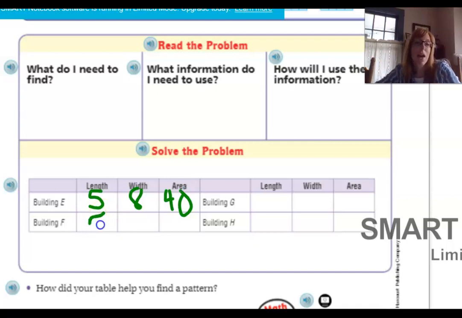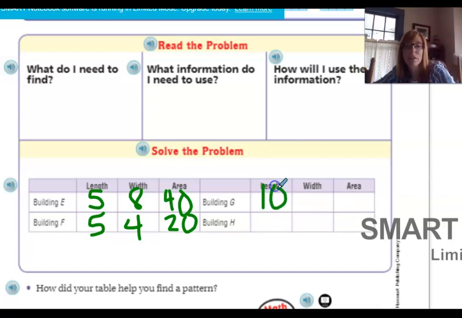Now building F has the same length, but the 8 is double the 4. So this is half of it. Remember, F is smaller, and so we know it is 20 square feet. So we know that 20 is double, and then you would get 40. Building G and H. So building G has 10 feet, and then it has 8 feet. So you're doing 10 times something. 10 times 8 is, you are correct, 80 square feet.